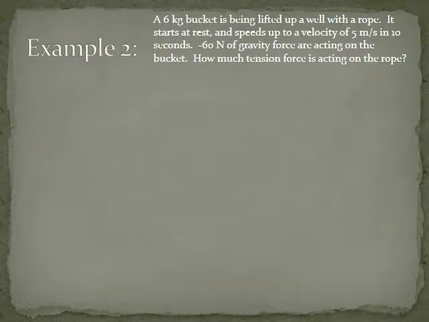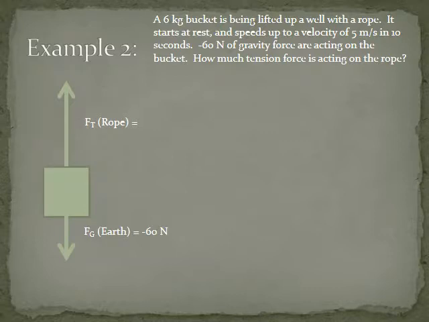All right, so let's work on solving this bucket up a well problem. Again, the first thing I would do is draw my free body diagram. This time I put everything I know in there right from the start. I put my gravitational force from Earth in, and I even put the value because it tells me in the problem, negative 60 newtons downwards. And I drew a tension force from the rope. You'll notice that this time I did make that tension force longer than the gravitational force, and the reason is because this bucket is speeding upwards.